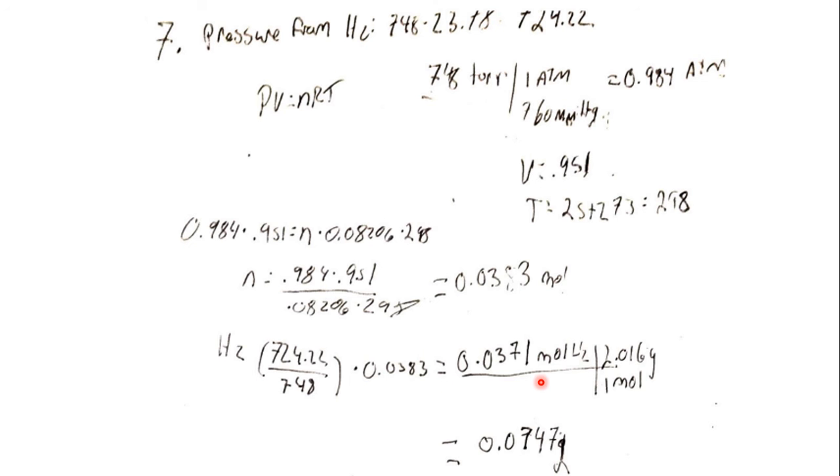Once we have moles of hydrogen gas, we can use our periodic table to determine how many grams that is. We see that H2 has a molecular weight of 2.016 grams per mole. So our moles times our weight is 0.0747 grams.